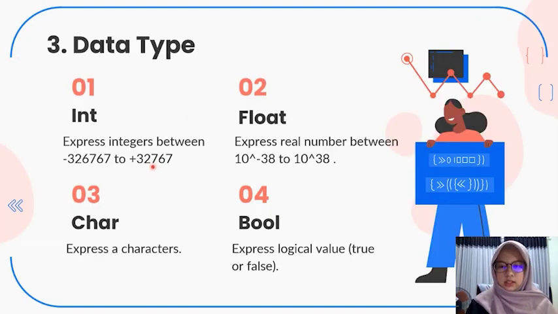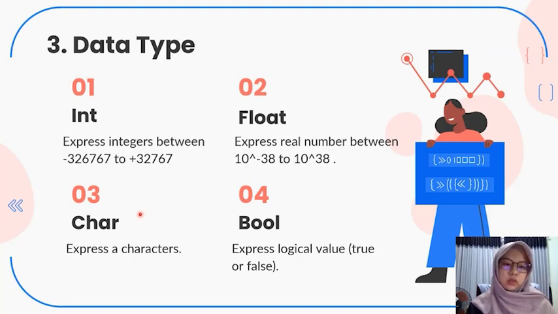Okay, next, the third one, we'll talk about the data types. The first one is integer. Integer int is to express integers between this range. For example, like 0 or 1 or 9 or -1, -100 or -259. You can use the integer. And then the next one is float. Float is to express a real number between this range. Usually float is used to express a decimal number.